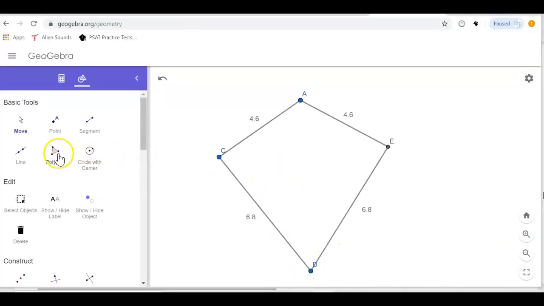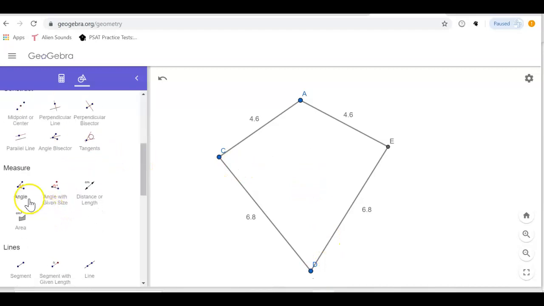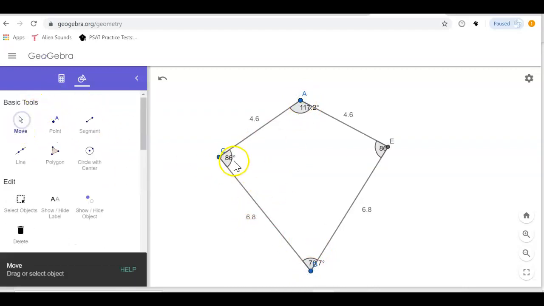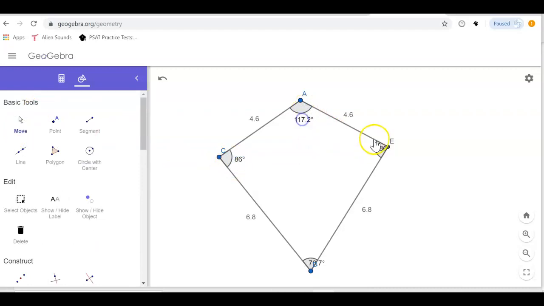So let's look and measure these angles here. I'm going to go ahead and measure this angle. I'm going to go ahead and measure this angle, and finally this angle. Now, is it right to say that opposite angles are congruent? And the answer to this question is, right, no. Okay, so when I look at it, we could say one pair of opposite angles are congruent, right, but not both pairs.